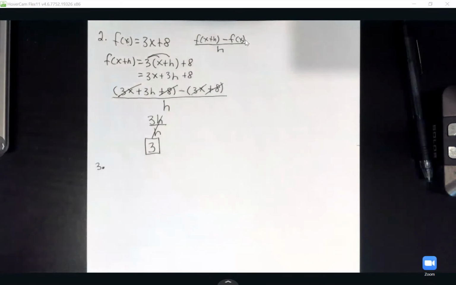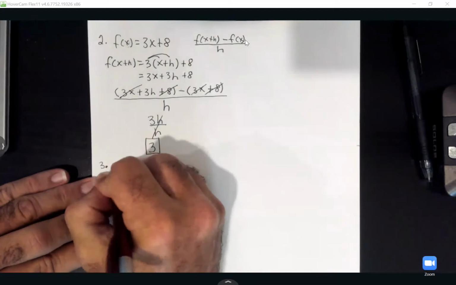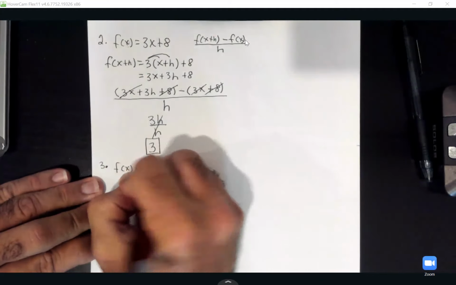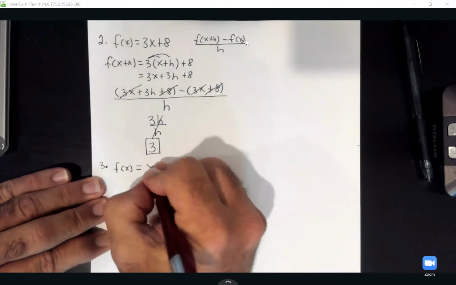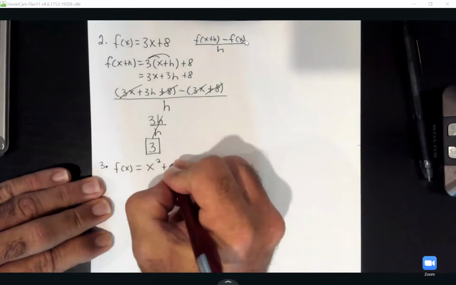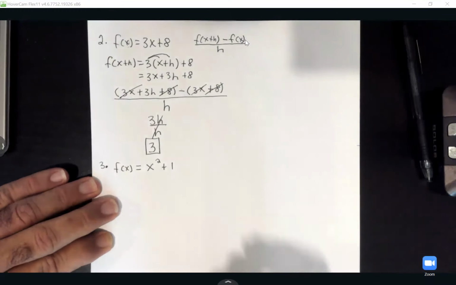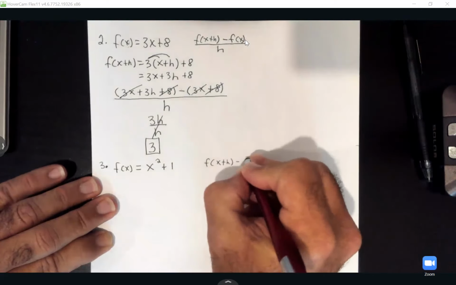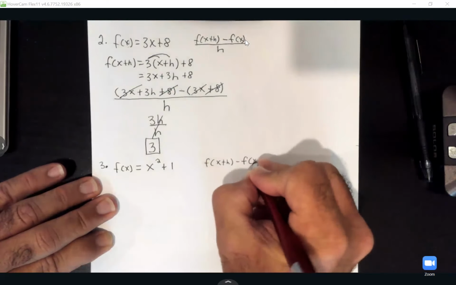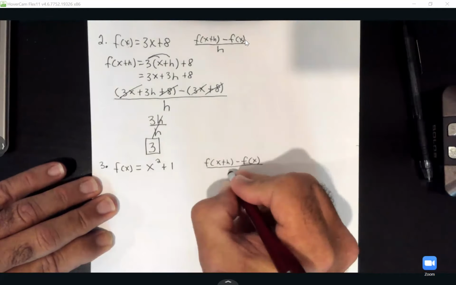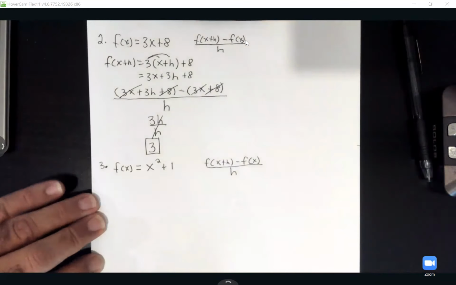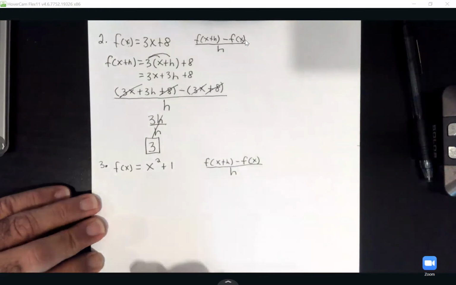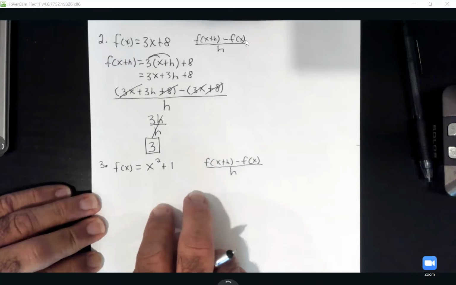All right, so those first two, not too bad, y'all, but watch what's coming up. This time, they're giving me f of x equals x squared plus 1. All right, we're still plugging into our difference quotient. F of x plus h minus f of x all over that h. So if you like doing a little algebra, this is going to be more fun for you.